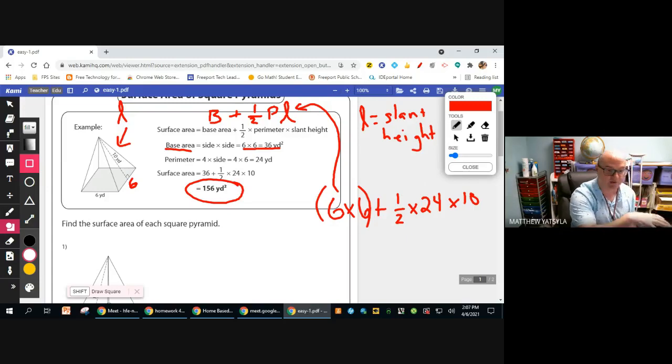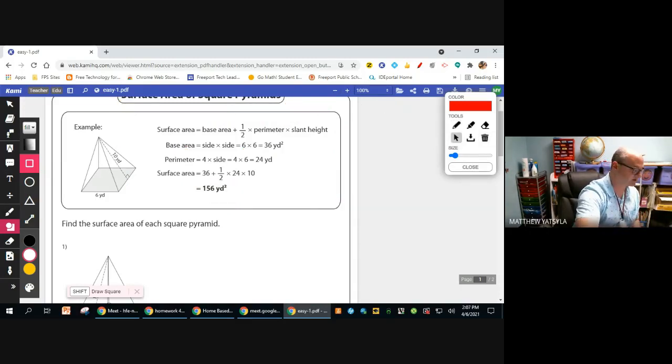So again, it's the area of the base plus 1/2 the perimeter times the slant height. Now, for square pyramids, again, that side by side is more important there. It's not that bad. Now, let's move down to the next one. We'll do 1 as an example here.